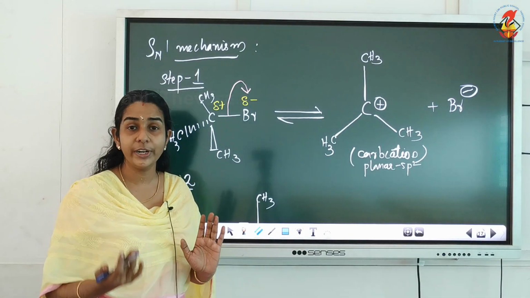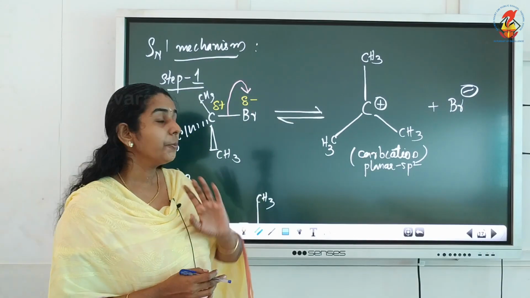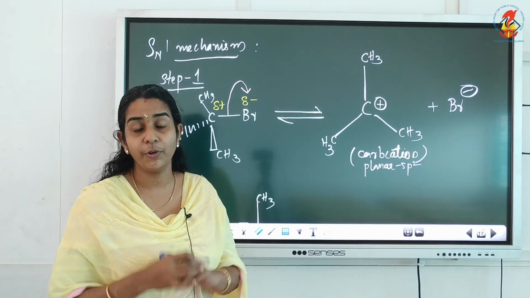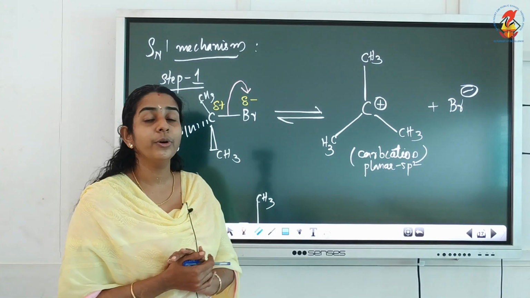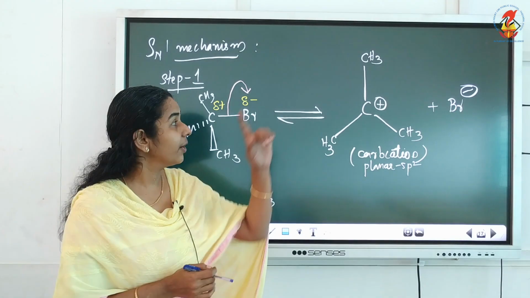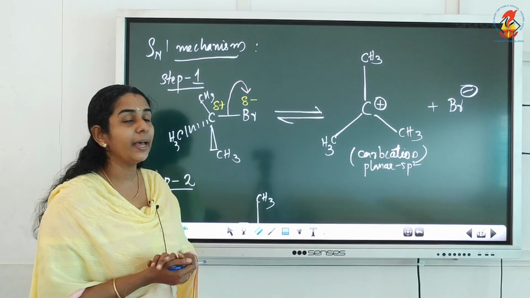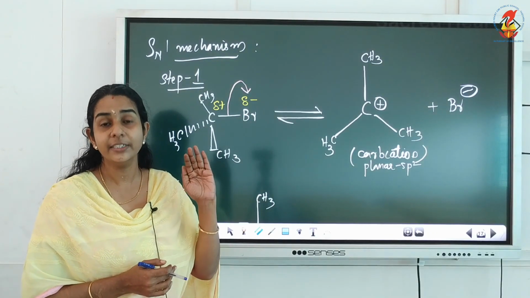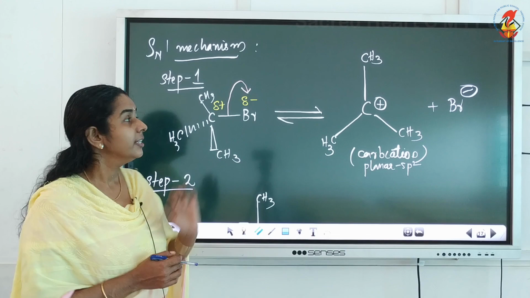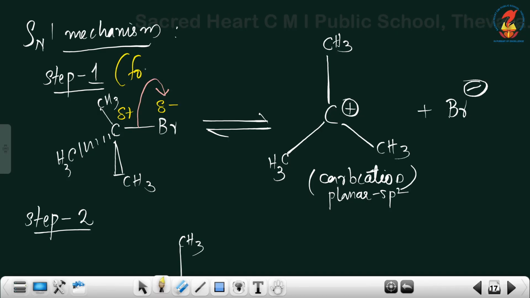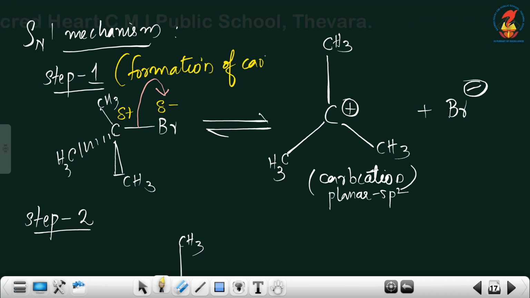We have already learned in class 11 that carbocations are always sp2 hybridized and planar. Whatever groups are present on the carbon carrying positive charge, they all will be on the same plane. So this is the first step happening in the SN1 mechanism. So what can we call step 1? Yes, it is the formation of carbocation.